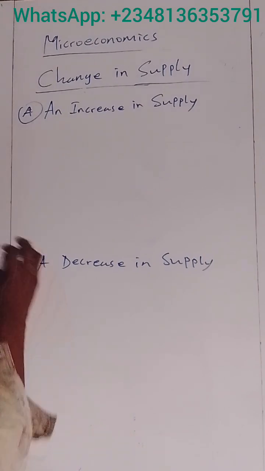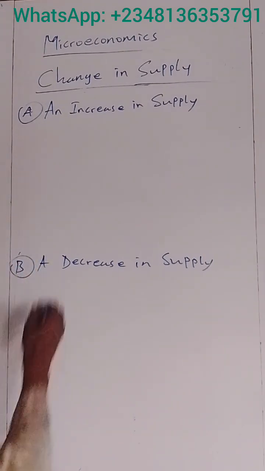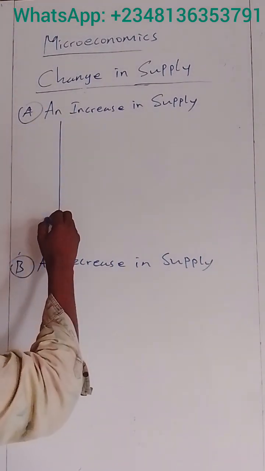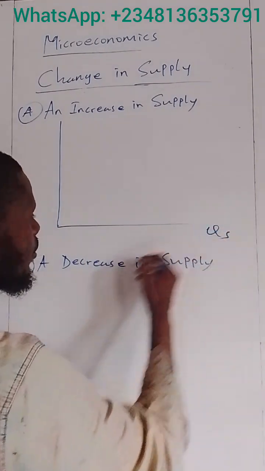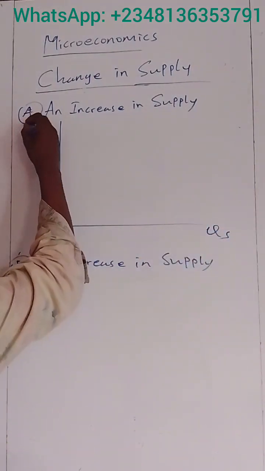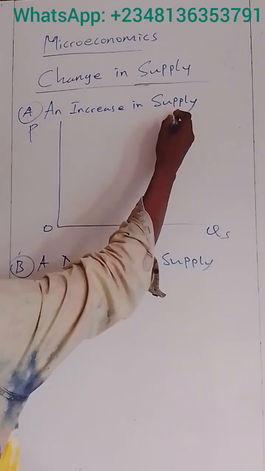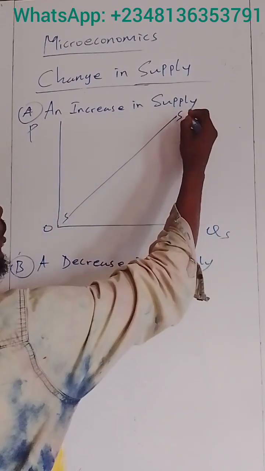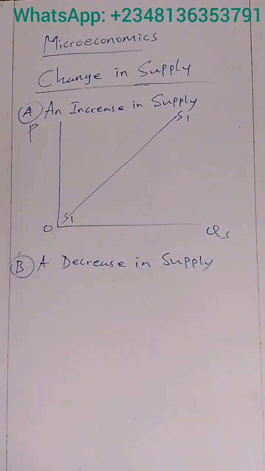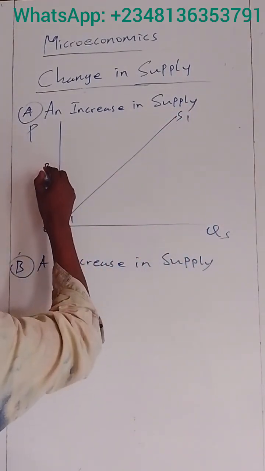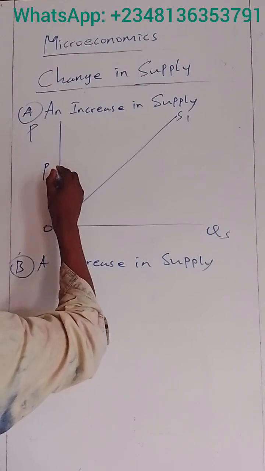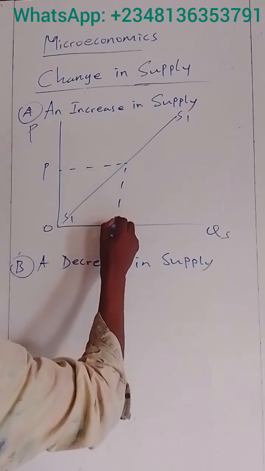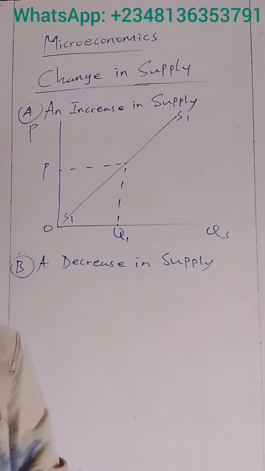Okay, now let's illustrate an increase in supply. Let's say we have our initial supply curve. So quantity supplied, this is the price. Let's say we have an initial supply curve. We call it S1. Okay, and let's say we have a particular price. We call it P, and at this price, you can see the corresponding quantity here, say Q1.